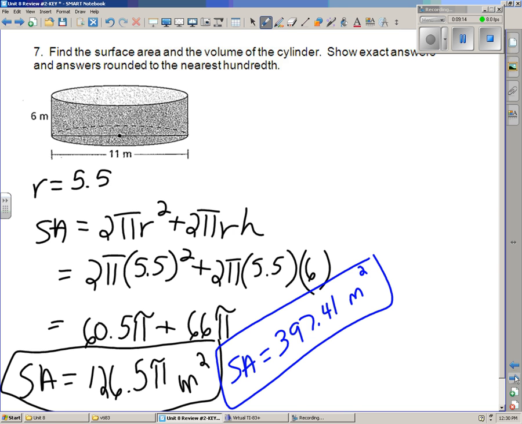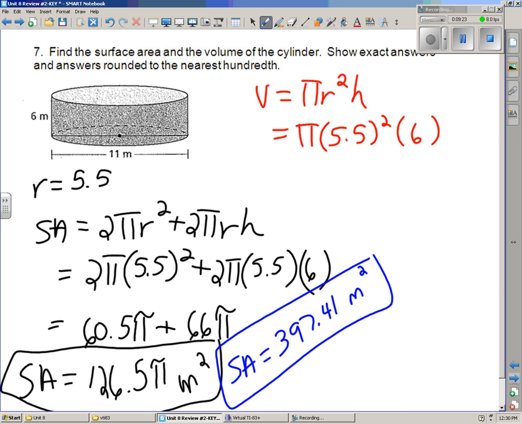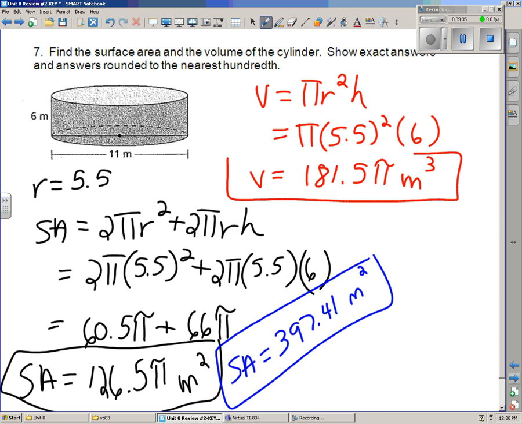Let's go for volume. Volume equals pi r squared h, which means pi 5.5 squared times 6. So just 5.5 squared times 6 comes out to be 181.5. Here's the exact answer, 181.5 pi meters cubed.